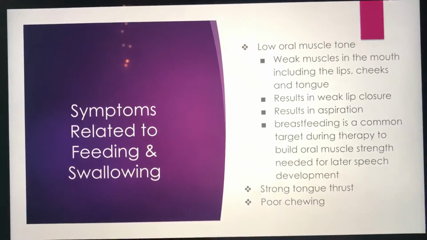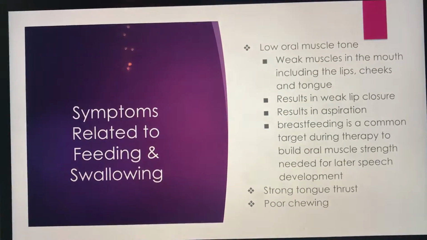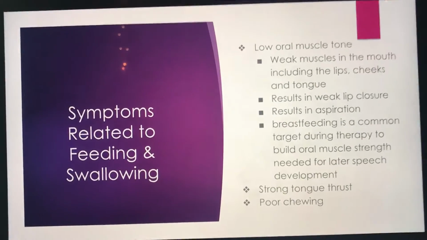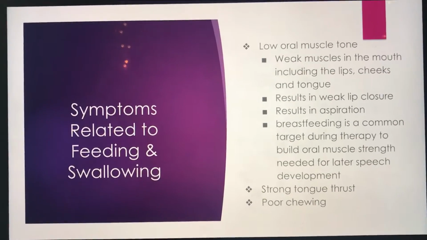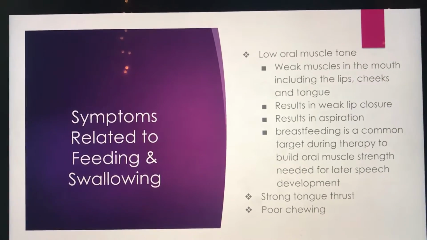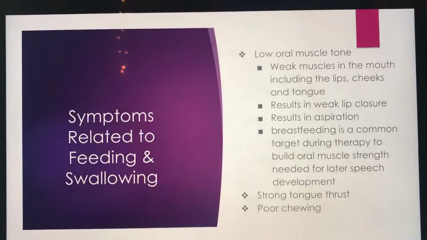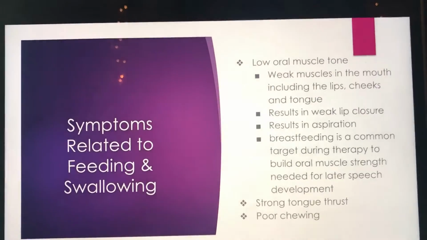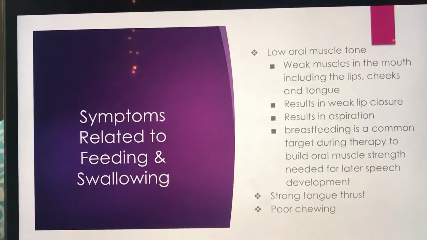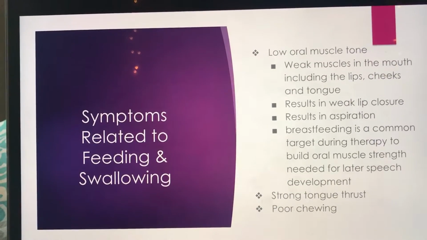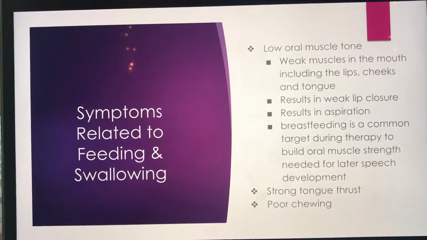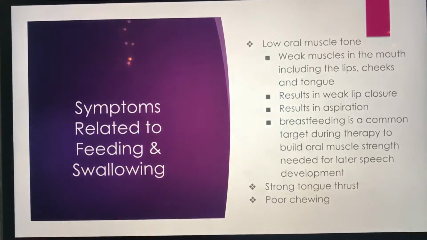Okay, so some of the symptoms of Down syndrome that are related to feeding and swallowing, like Jordan said earlier, they have hypotonia, so this affects their muscular strength, which also relates to them having low oral muscle tone. So this is all having weak muscles in the mouth, including their lips, cheeks, and tongue, which can affect speech. This results in weak lip closure, so this could also affect the swallowing and feeding aspect, as well as aspiration.